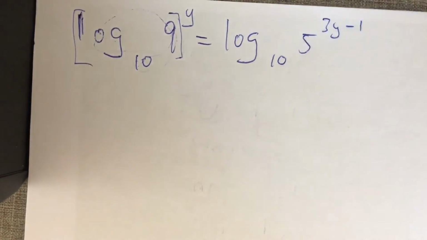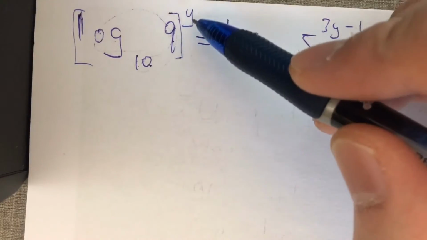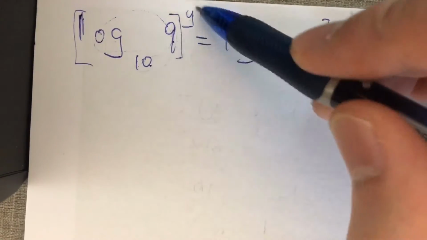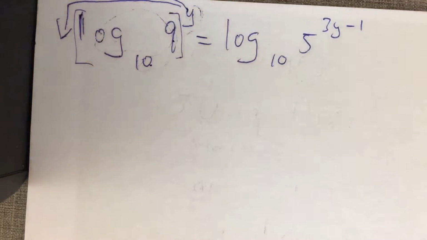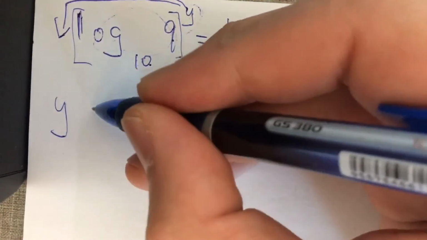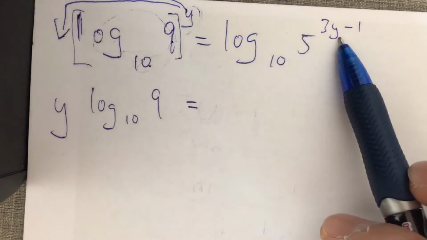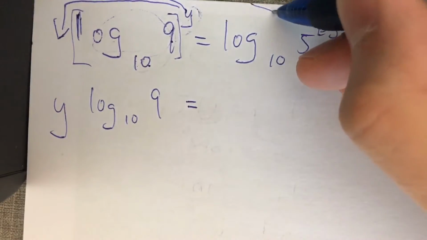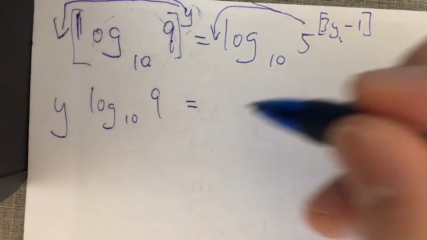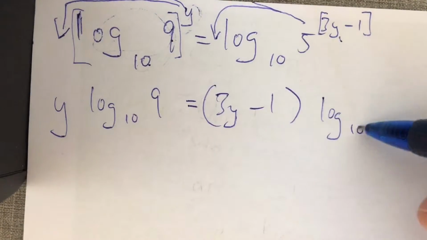But what you can do in terms of log, we have a rule. The first rule is if you have a log of a number, and then you have a power of something, let's say the power of y, you can bring this y to the front. So it becomes y log 10 9. Same thing here, you can bring the power down to the front. So this one becomes (3y minus 1) log 10 5.